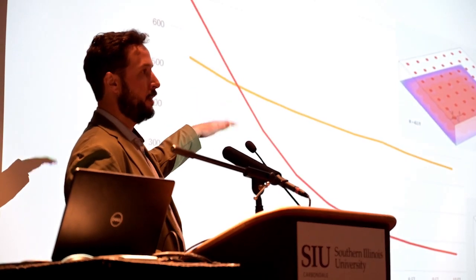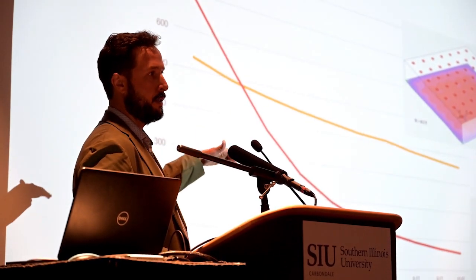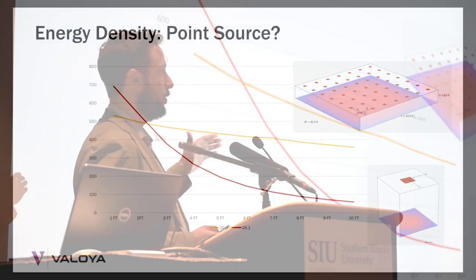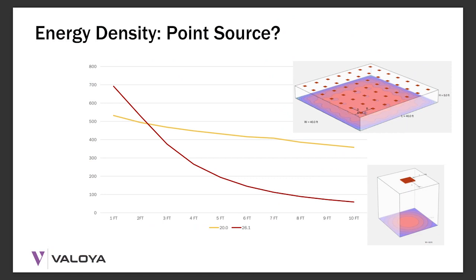But we are designing systems. We're designing arrays. I mean, the basic ceiling of a grow room or a greenhouse is a very large two-dimensional space. So this is not apples to apples right out the gate.